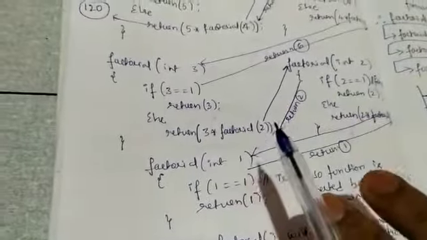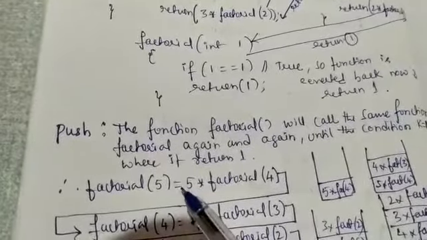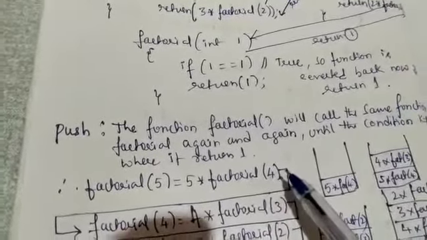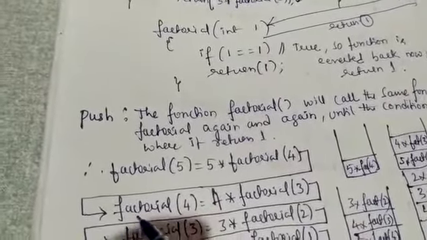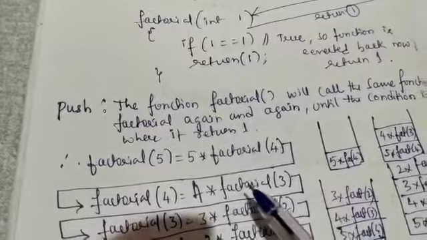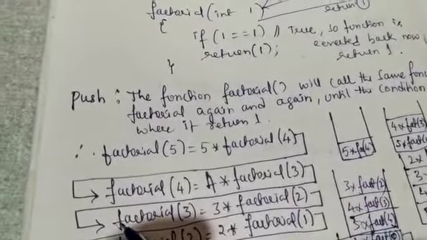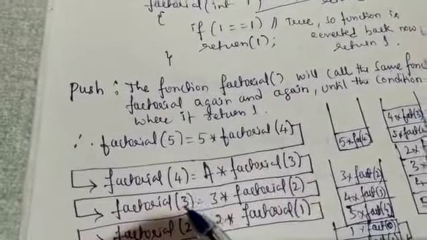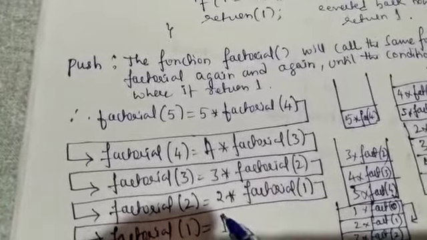Let us continue the same example. Push example, that is a push. The function factorial will call the same function factorial again and again until the condition n is equal to 1, where it returns 1. Factorial of 5 is equal to 5 into factorial of 4, this will enter the next level. Factorial of 4 is equal to 4 into factorial of 3, which is once again executed. Factorial of 3, in a similar way, and so on till it reaches the result of 1.